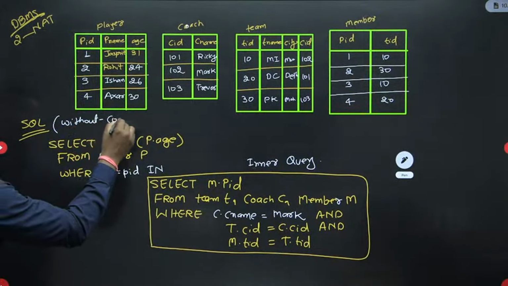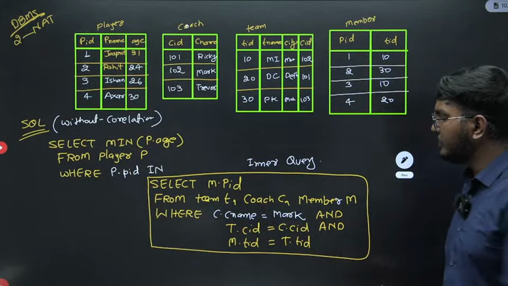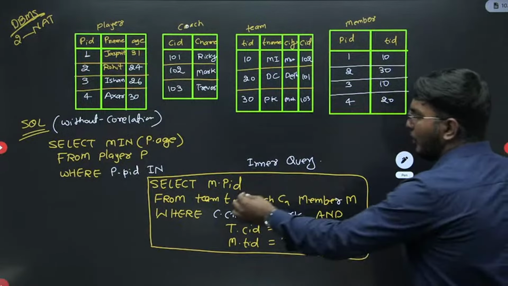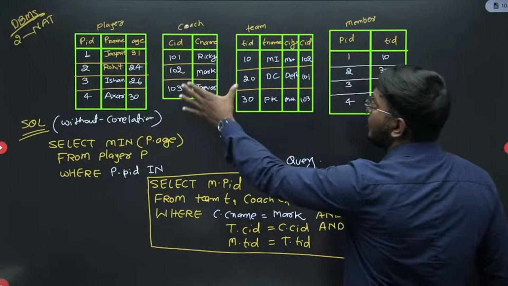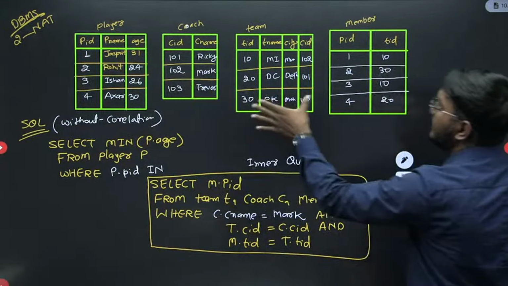So if you see here, SQL always starts from the from clause. In the from clause we have team T, coach C and member M. So we'll do the cross product between the team T, coach C and the member M, and then we'll apply the where condition on the result of this from clause. Getting my point? So let's assume we did the cross product between the coach, team and the member tables. Now apply the condition here.